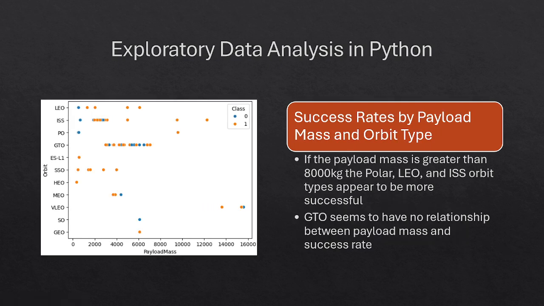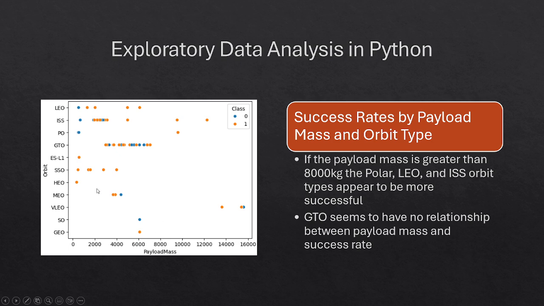Now we're looking at the success rates by payload mass and orbit type, right? We're still wondering here, how does payload mass affect the success of these rockets? And it does appear that for payload mass over 8,000 kilograms, these are some successful launches, specifically with the ISS, PO, and VLEO orbit types. Whereas again, this GTO orbit type seems to have no relationship between payload mass and success.